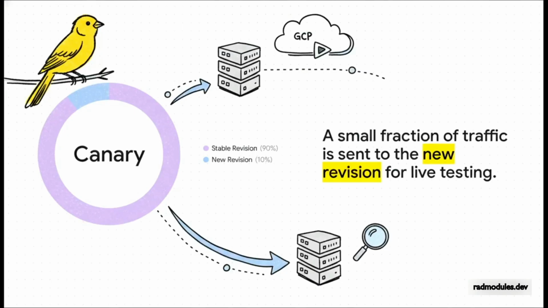A canary deployment is the classic example of this. You send just a small slice of your live traffic, maybe 10%, to the new version of your app. Meanwhile, the other 90% of your users stay on the old stable version. What's great is that services like Google Cloud Run make this incredibly easy to do. You can test your new code with real users in a very controlled, safe way.